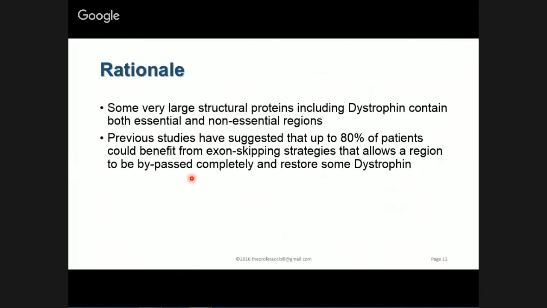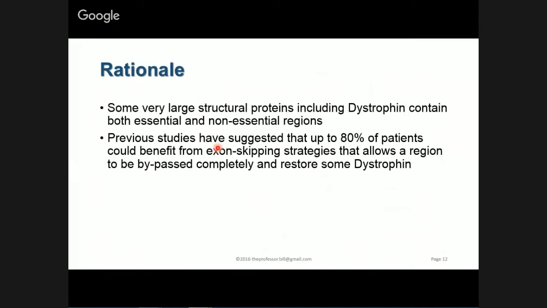Okay, so this gets back to this idea. Dystrophin is large. In the past, we've had issues trying to repair large proteins. Can we actually use this to our advantage, though? Because it's so large, maybe dystrophin contains different regions that are essential, that we absolutely have to have in dystrophin, and maybe there are non-essential regions. Maybe there are regions that, if they're not there, we can do without them.